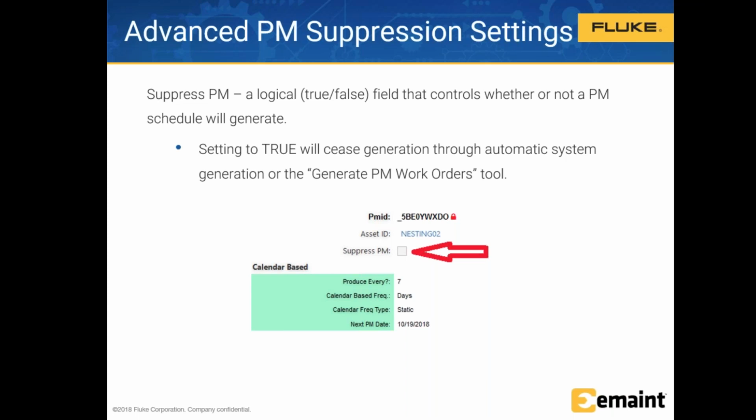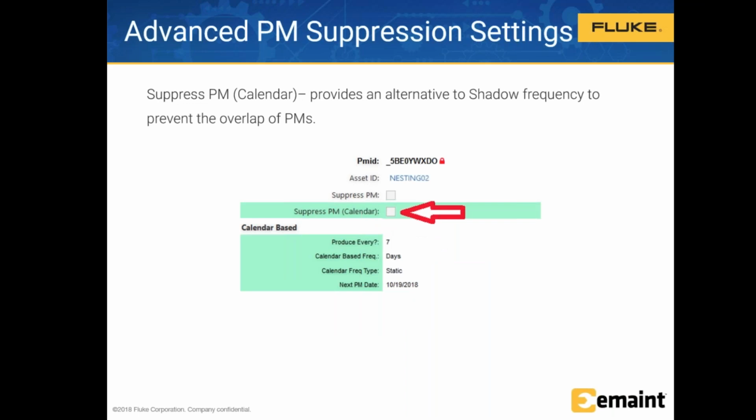All right. So keeping along the lines of the suppression settings that we have, let's look at the next one here. This one is going to be our suppress PM calendar. What this does is it provides an alternative for your shadow-based frequency on PMs, and it's going to help prevent the overlap of PMs.